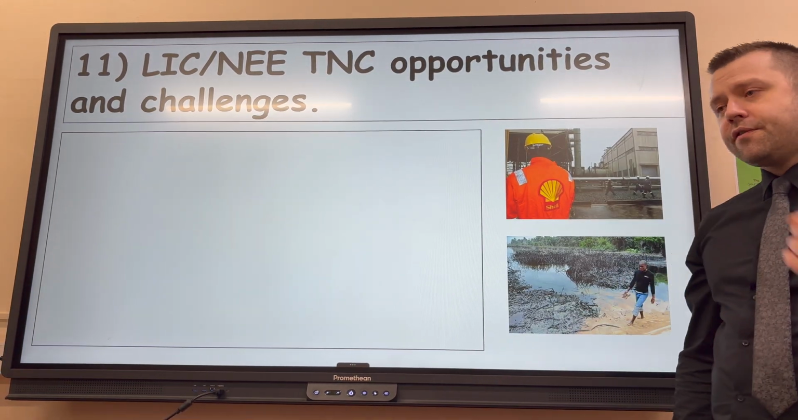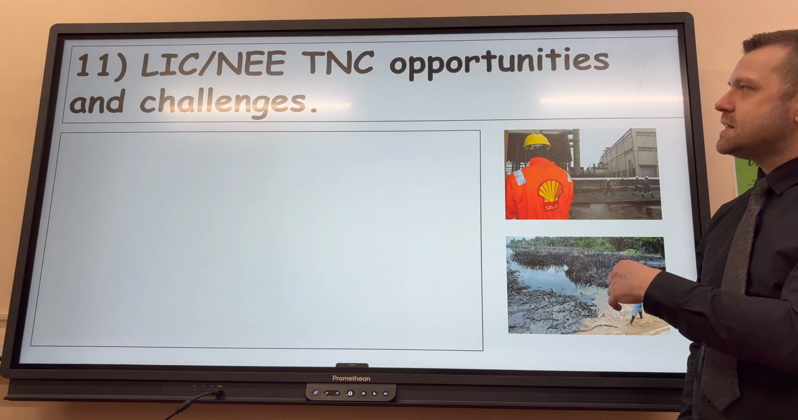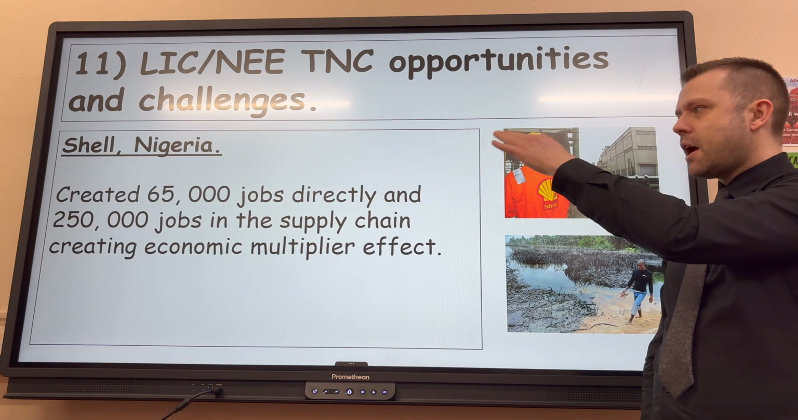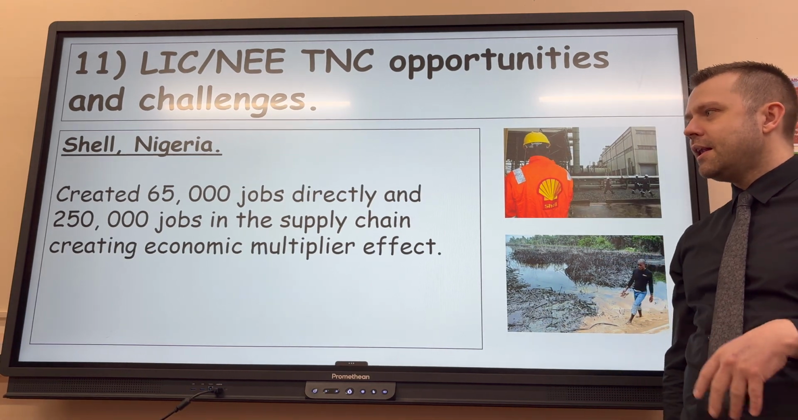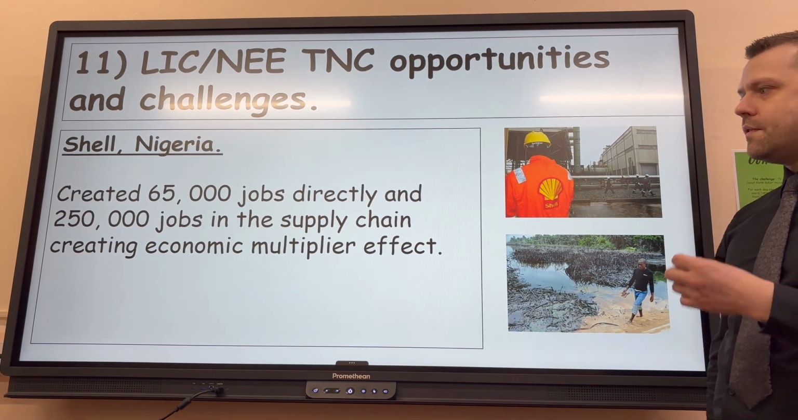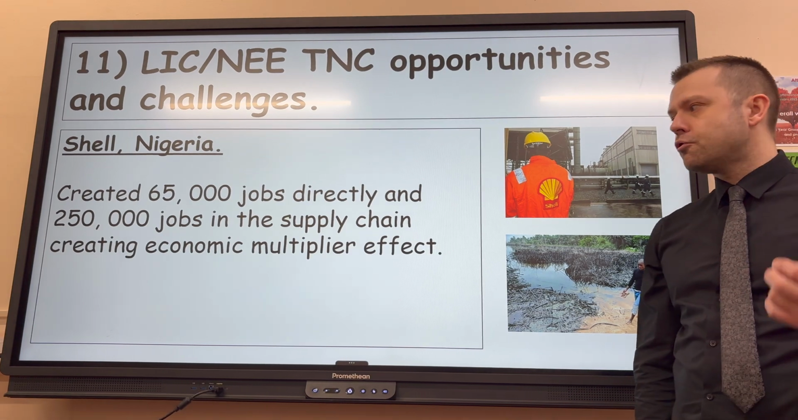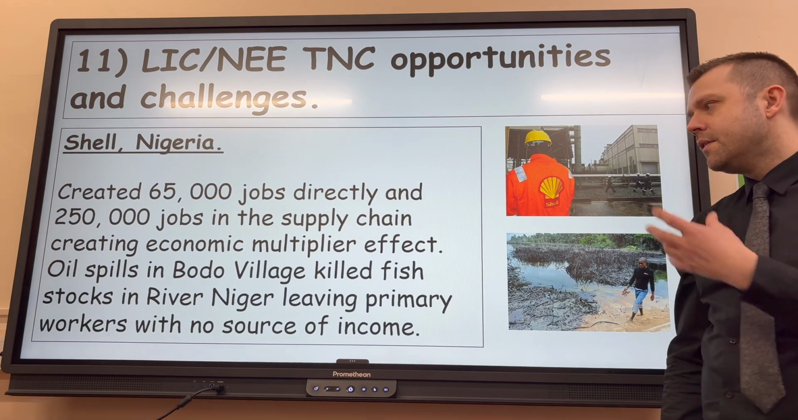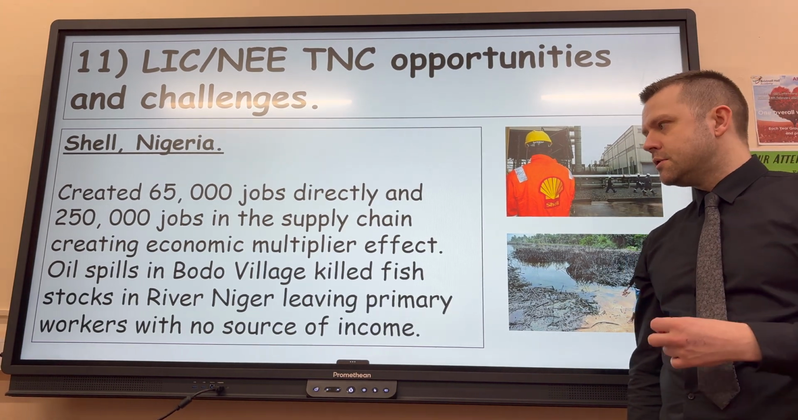Number 11, different to industrial development, this is a TNC. The TNC we use is Shell. It's created 65,000 jobs directly and 250,000 jobs in the supply chain, again creating an economic multiplier effect. However, there's been massive environmental and social impacts.